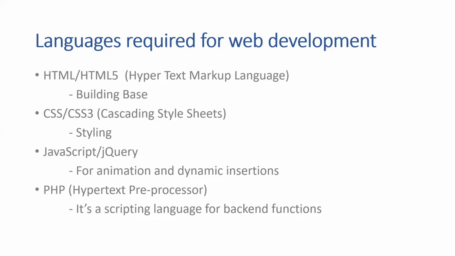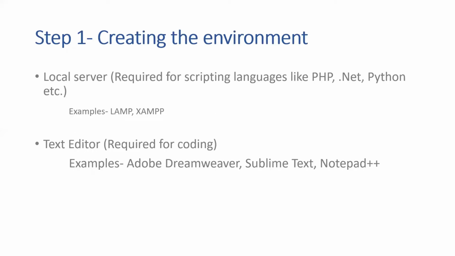So here comes the main question. Where do we code and where do we run the codes? We need to create the environment. The very first tool we require is the local server. Though the front-end languages like HTML, CSS, JavaScript, and jQuery can run directly on the browser and do not require a local server, in order to run PHP codes, we always require a local server. That is the reason PHP is also known as a server-side scripting language.